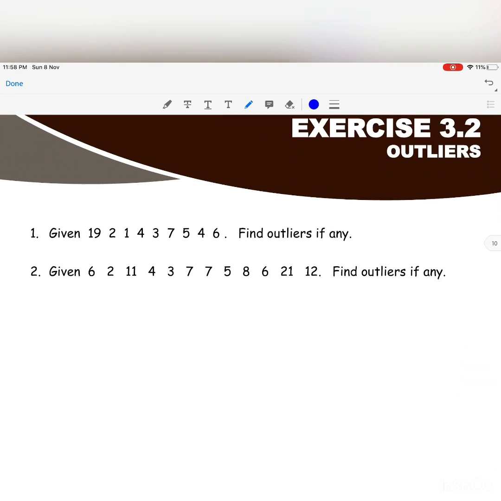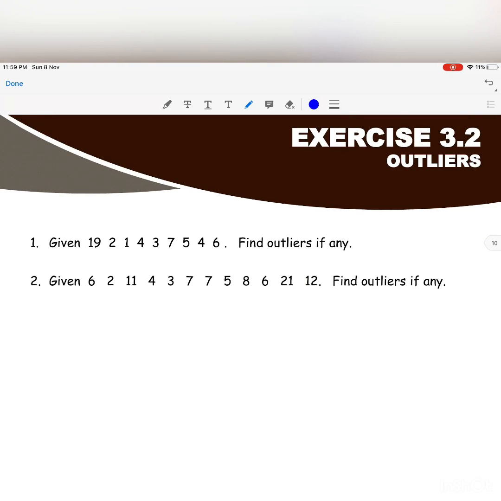Okay. So we have exercise 3.2 here for outliers, number 1 and number 2. I want you to do number 1 and number 2. So later we will discuss in our online class.